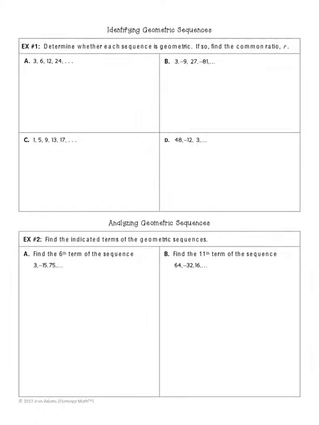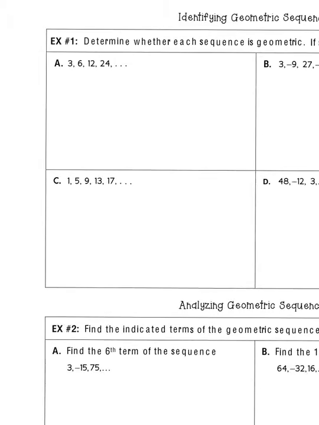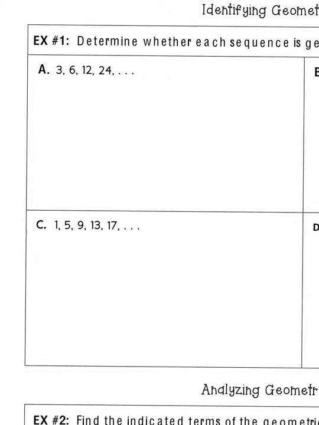So let's look at some examples, and your job here is to determine whether each sequence is geometric, and if it is, find the common ratio R, and I also want you to write the explicit rule. So I'll do number 1 with you. Essentially you want to set each one of these over the ratio to the other, because remember what I said, you have to test all of them.